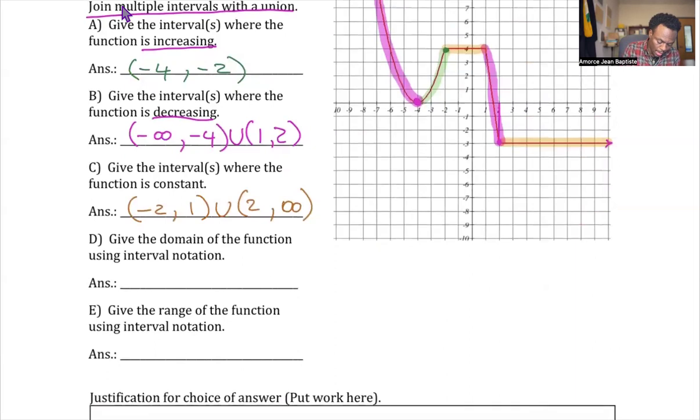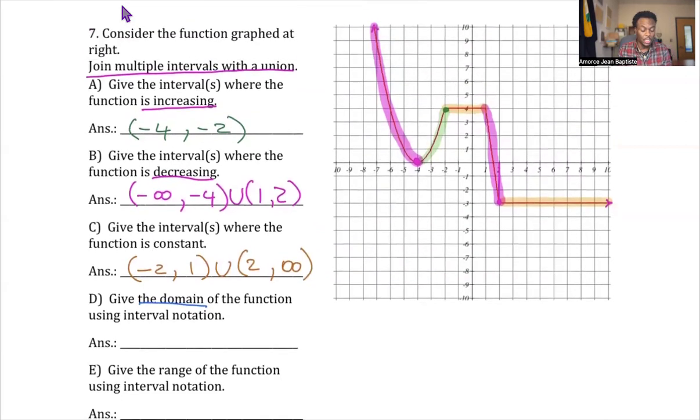We are also asked to find the domain of this function. Obviously, on the left, it goes forever. On the right, it goes forever. So that means our domain is going to be from negative infinity to positive infinity.